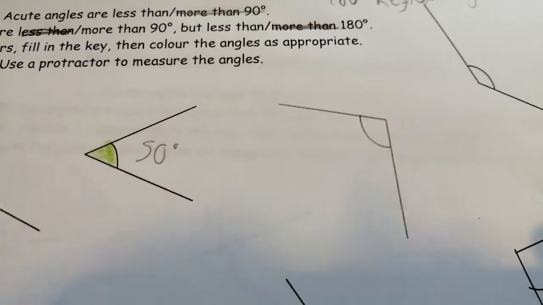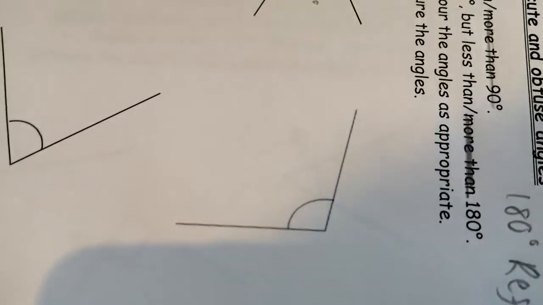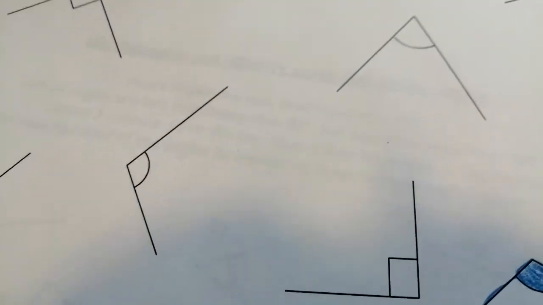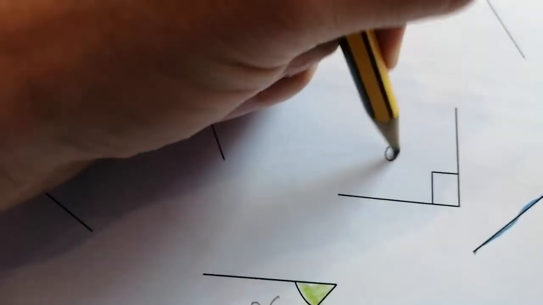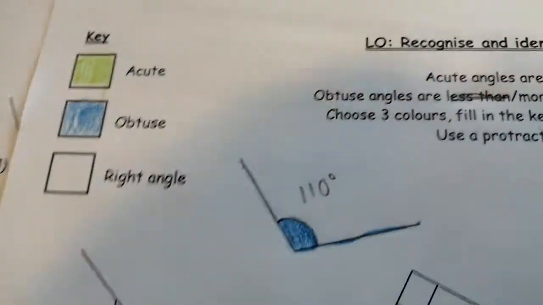Now, let's have a look at this one here. As you can see, the paper needs to be turned, but if we turn the paper, it should be clear to see. Again, that is another obtuse angle. It is more than our 90-degree angle. So I'll put the 90 degrees there. And the name of this angle is a right angle, the 90 degrees.